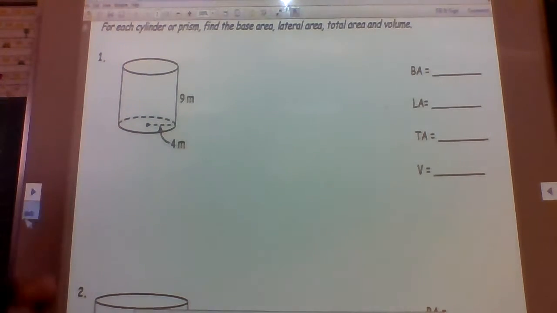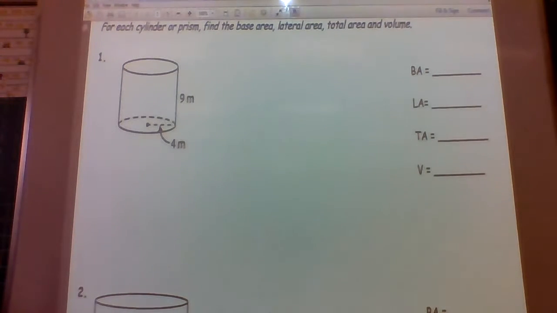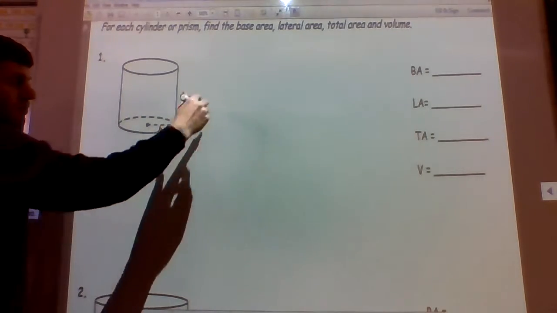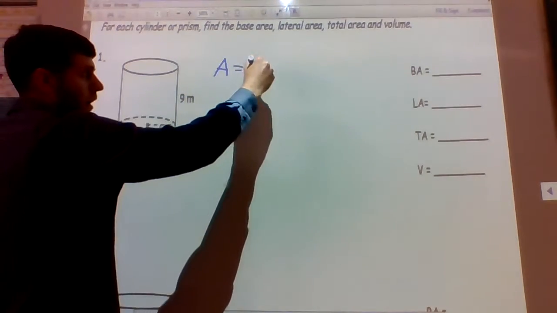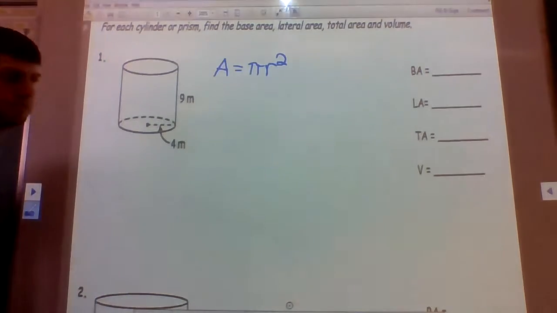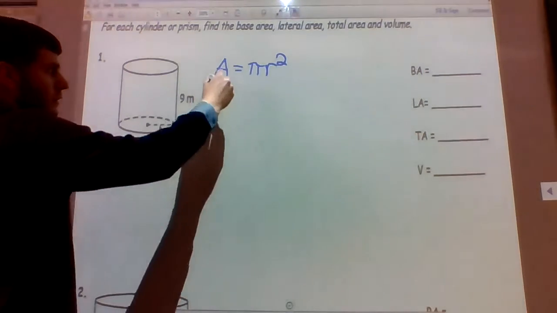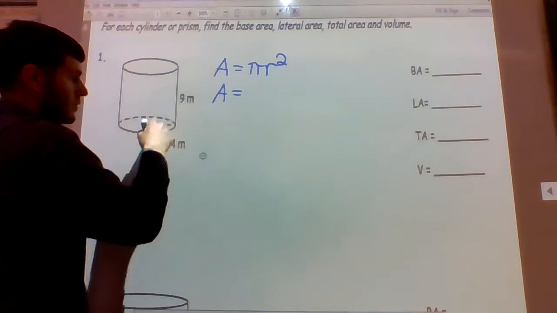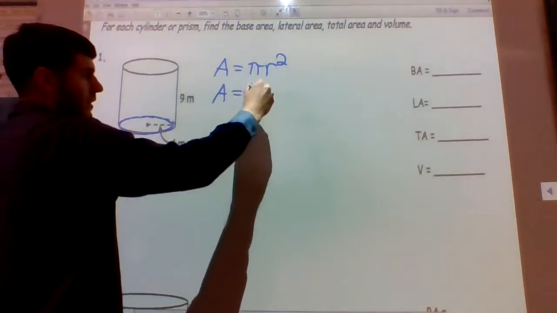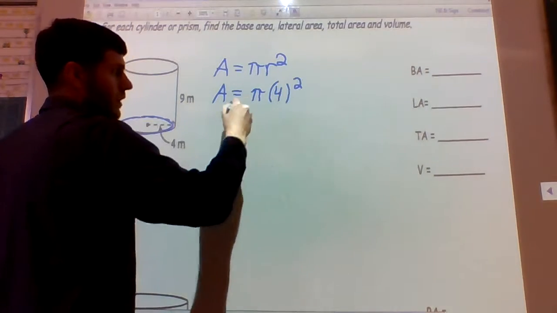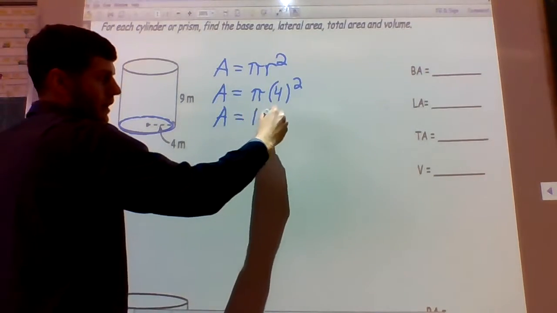Cylinders are comprised of two bases that are circles. So you have to think of a can of tuna, a can of peas, a can of vegetables, a can of pumpkin, whatever it's going to be. And you have a top and a bottom. So the top and the bottom are circles. To find the area of a circle, we have pi r squared. So the area of the circle down here is going to be pi times the radius, which is 4 squared. So that's going to be 16 pi.